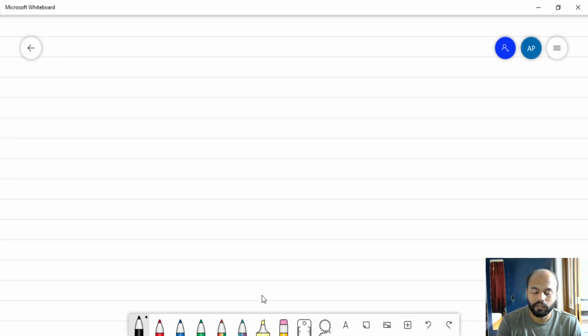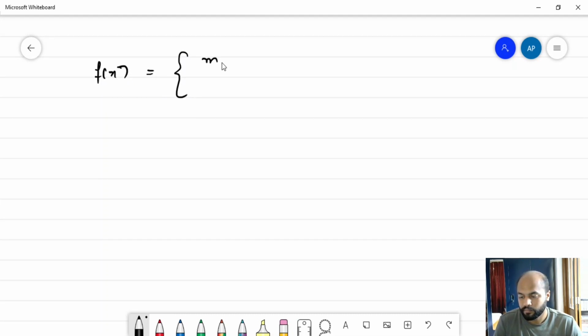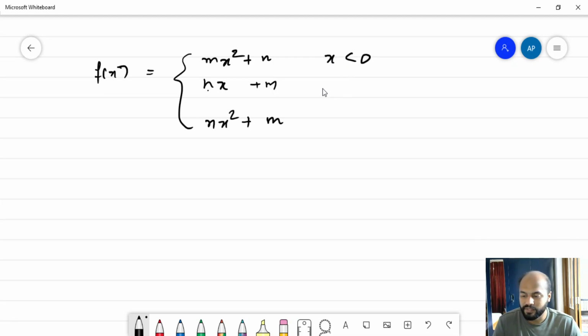Let us take one more example now. The function is given as mx squared plus n, and the other combination is nx plus n. This is a slightly longer definition because it is given at 2 points. mx squared plus n is specified when x is less than 0. The second one is specified when x lies between 0 and 1. And beyond 1 is the last one.